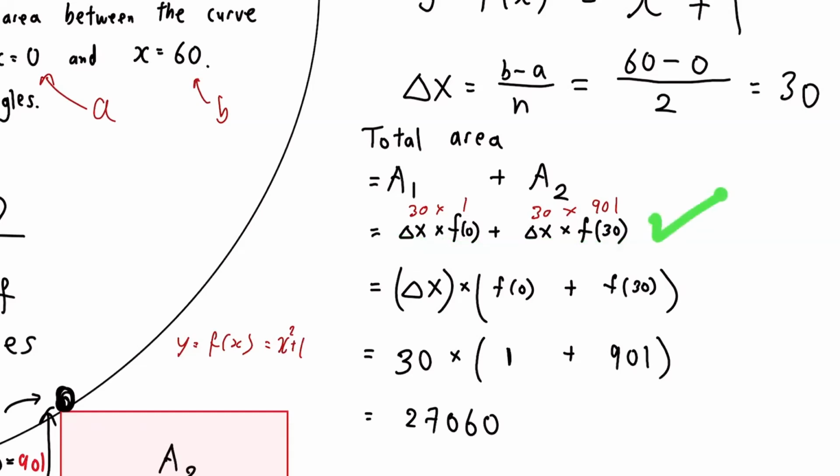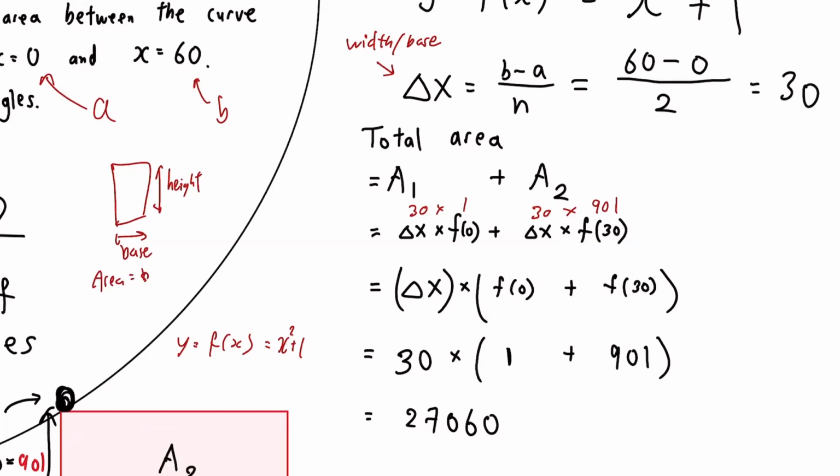Delta x represents the width, or rather the base, right? Base times height. The area of a rectangle is just base here, height there: area equals base times height. In case you don't know this, I'm sure you know this. And here it's base times height plus base times height. But notice there's a common factor of 30, or the delta x. I can factor out, right?